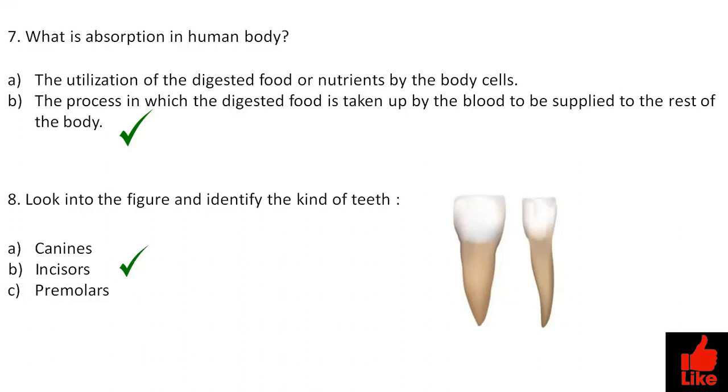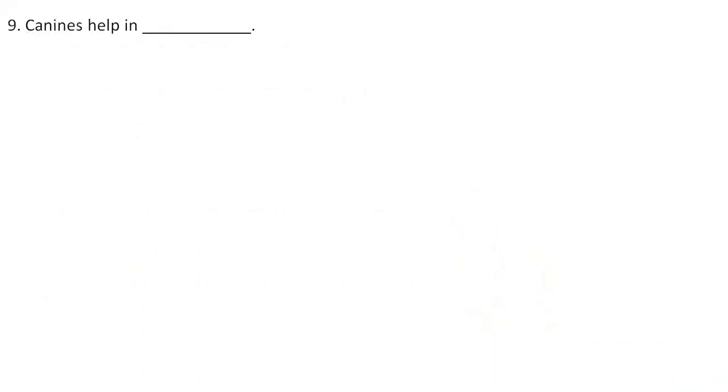So incisors are the 4 front teeth which are present at the middle of each jaw. They have straight and sharp edges and they are used for cutting and for biting the food. Now let us move on to the next question.